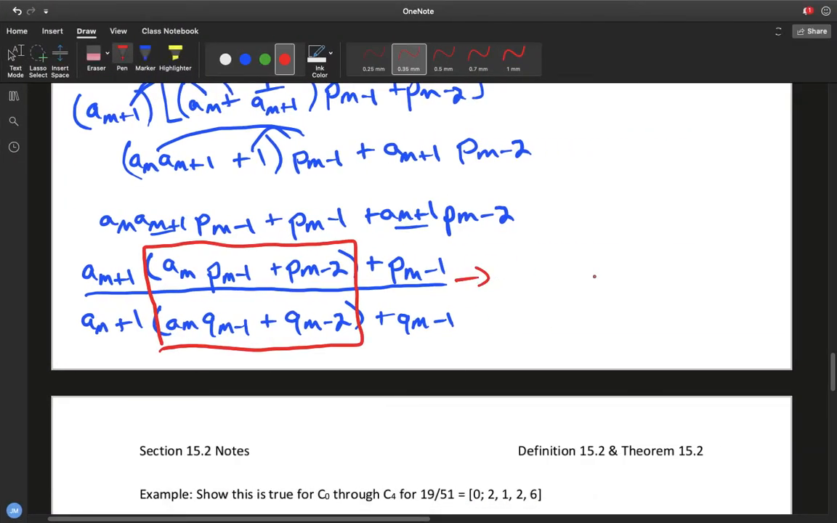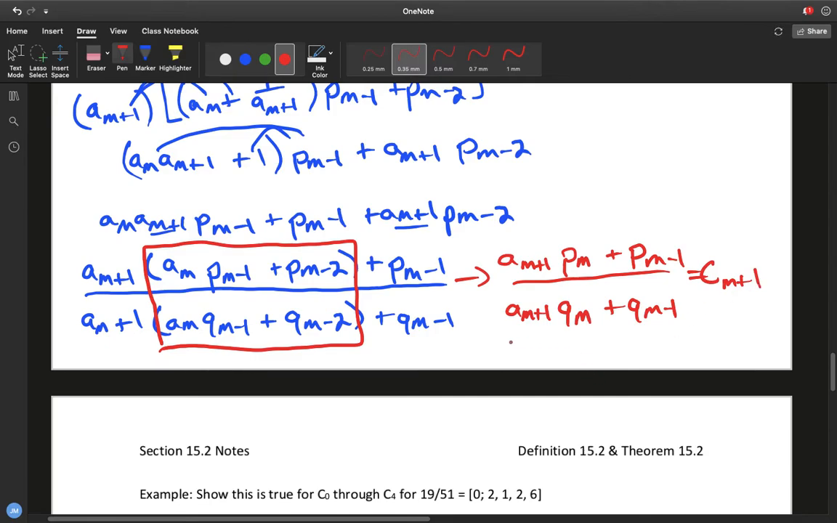Okay, so what that means by our inductive hypothesis is that we're going to be able to replace that with the following. We can say that a sub m plus 1 multiplied by p sub m plus p sub m minus 1 over a sub m plus 1 q sub m plus q sub m minus 1, which is exactly c sub m plus 1, which means that it holds for our m plus 1th case. So then by induction, it is true for all cases.